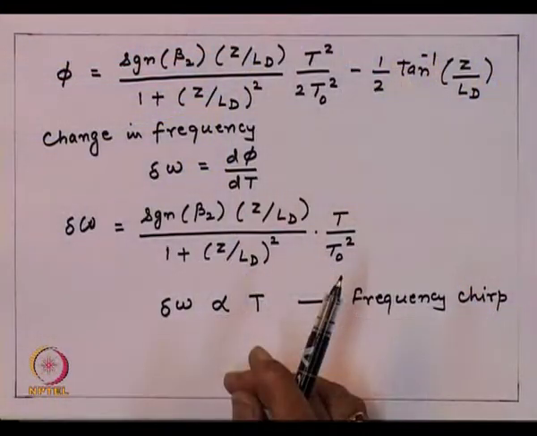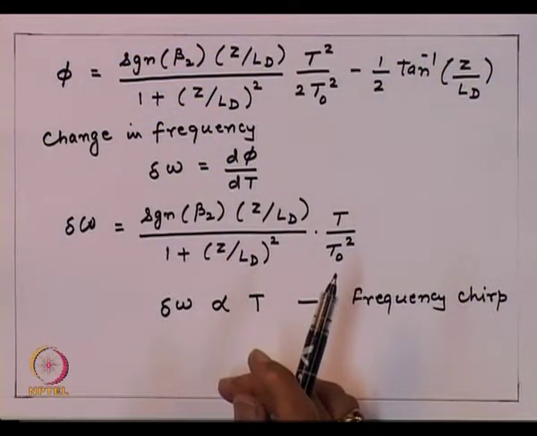So, what has happened because of dispersion? Inside the pulse envelope, whatever the constant carrier frequency was, that is now frequency modulated, and this frequency modulation gives you a linear change in frequency across the pulse. That is the effect of the group velocity dispersion. That is what we see from here.